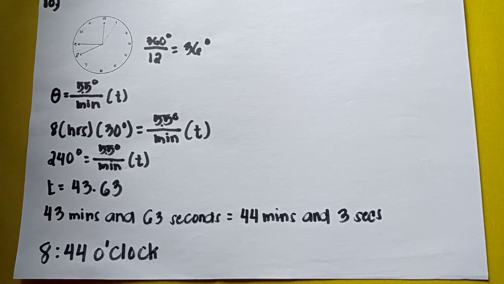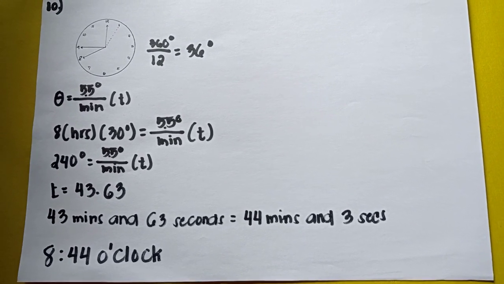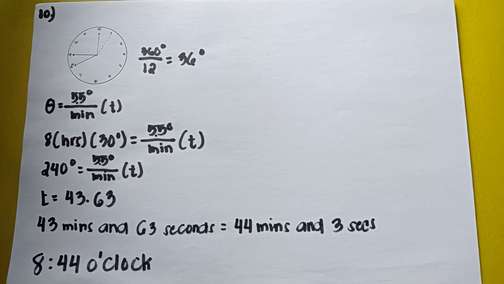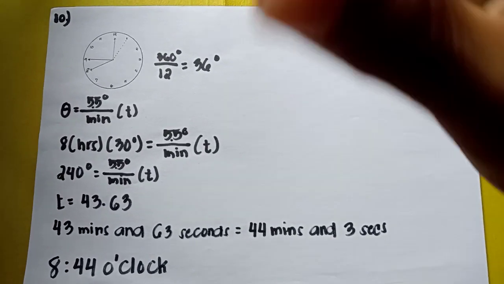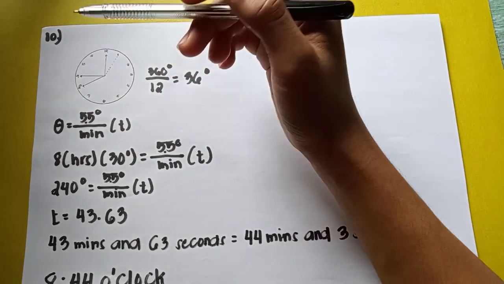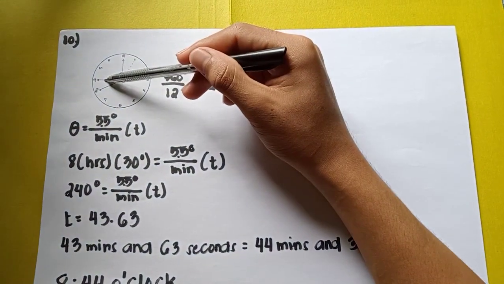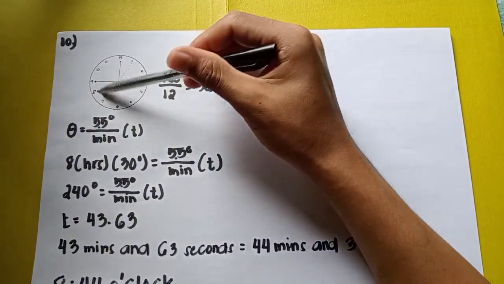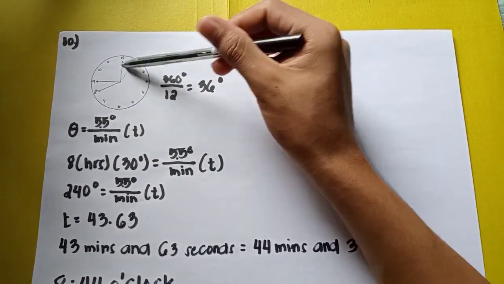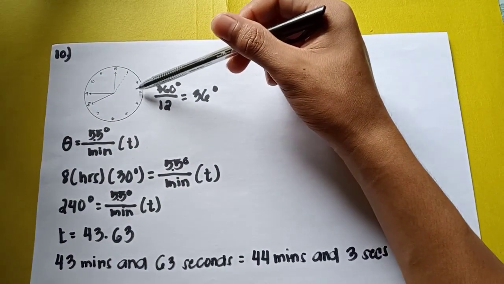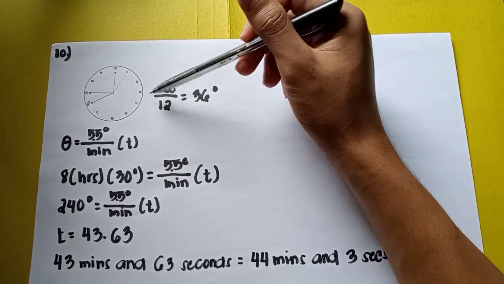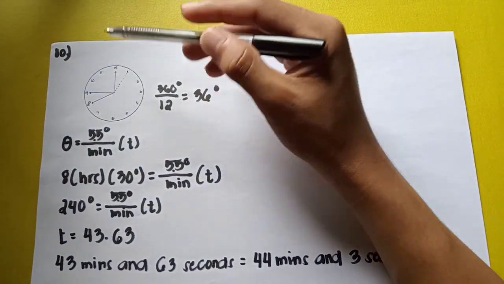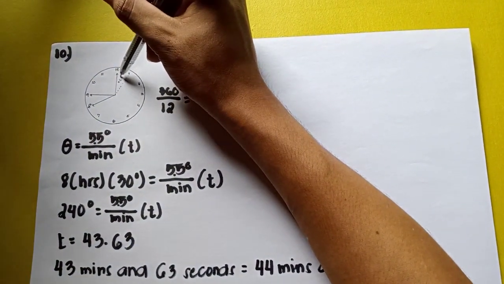Problem number 10. At what time between 8 and 9 o'clock will the minute hand coincide with the hour hand? So here we have a clock, and then here 9 and 8. The whole clock is 360 degrees, and it has 12 numbers. So 360 degrees divided by 12 is 30 each. This one is 30 degrees here.